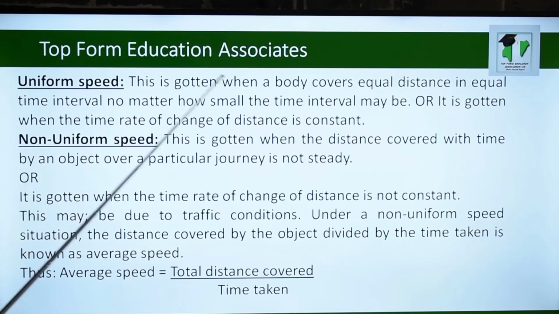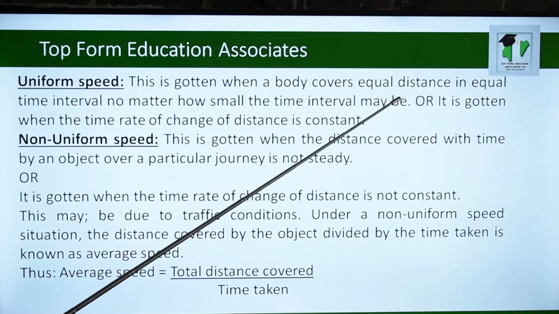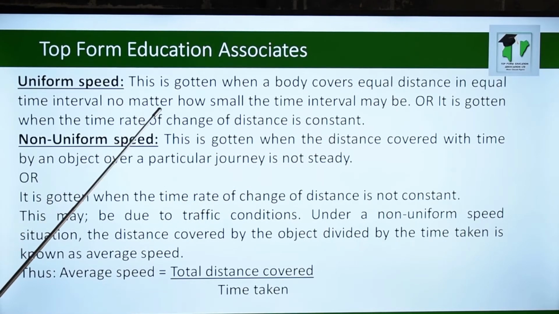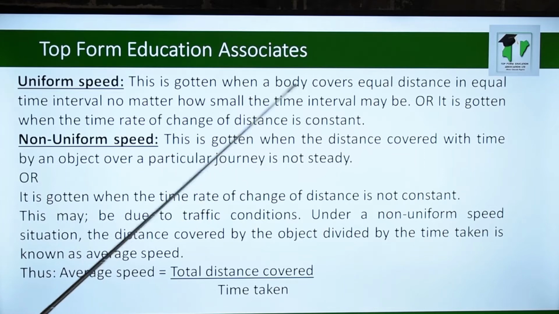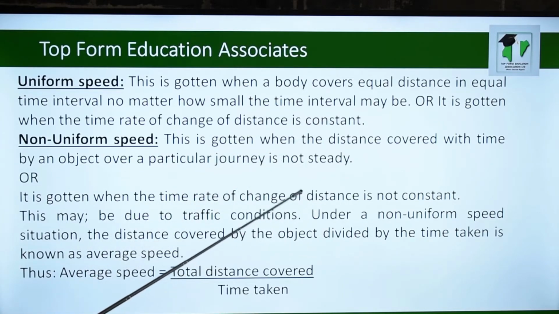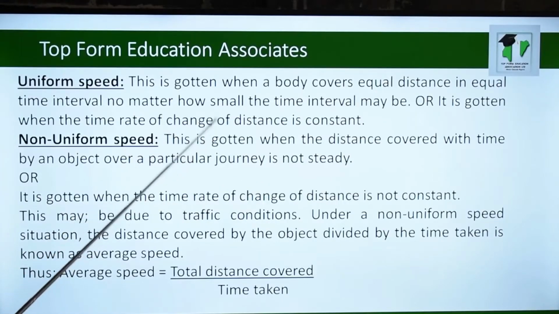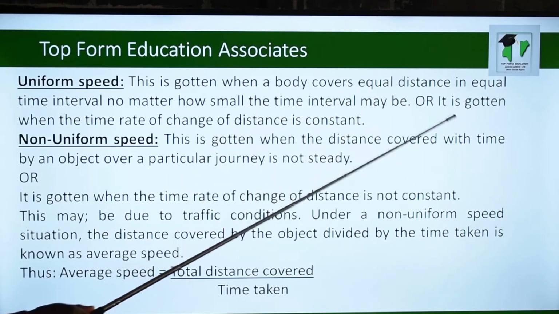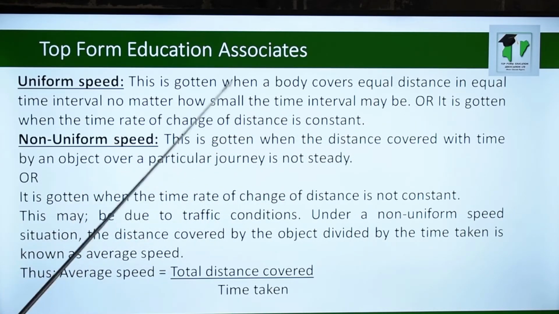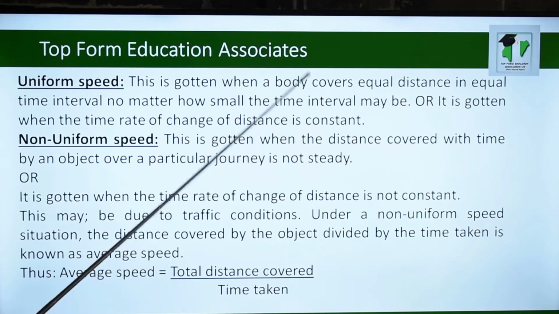We say it is gotten when a body covers equal distance in equal time interval, no matter how small the time interval may be. Or we can define it as gotten when the time rate of change of distance is constant. If you don't want to go in with the first definition, you can say that it is gotten when the time rate of change of distance is what? Constant.